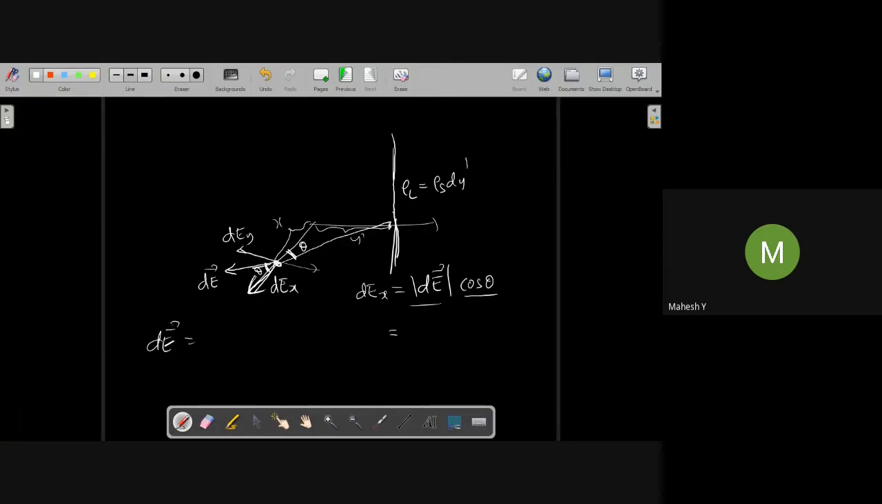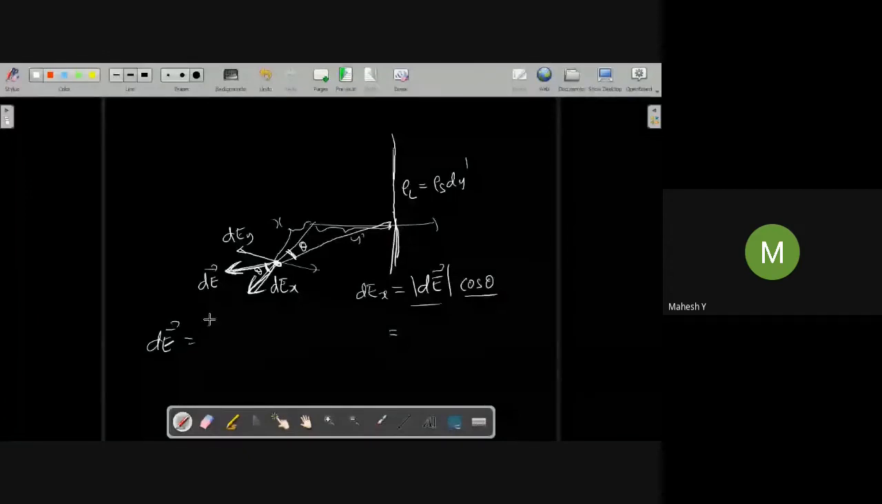This vector dE is the electric field intensity due to what? What is the source here, a point or a line or a sheet? Yeah, very good, that is line charge. So we know the expression, right? What is the expression for the field due to a line charge?